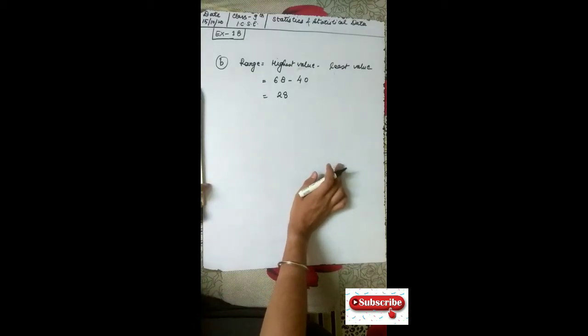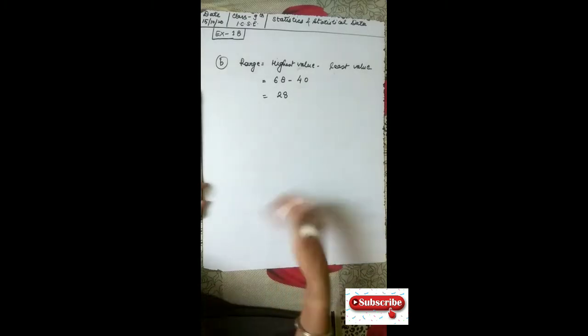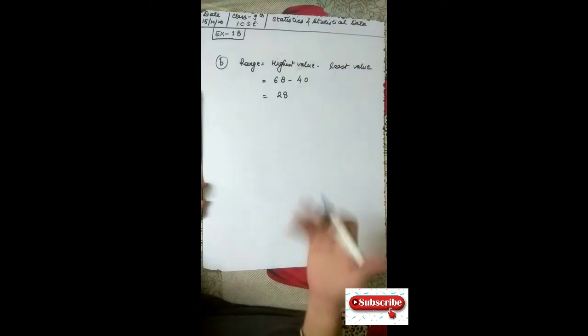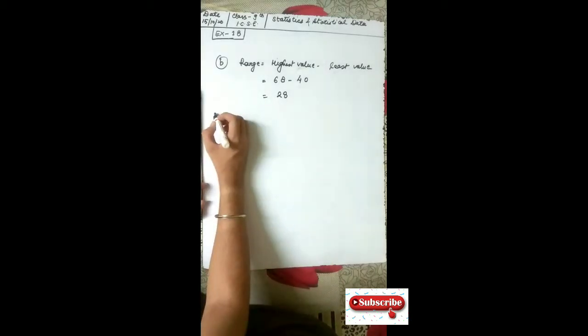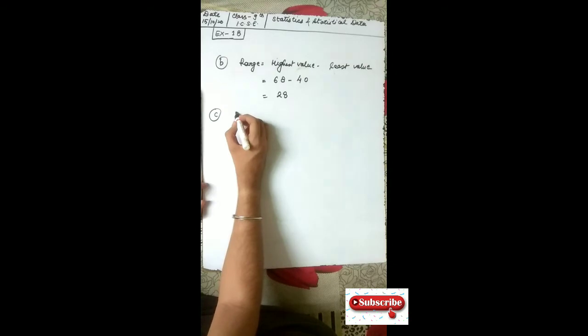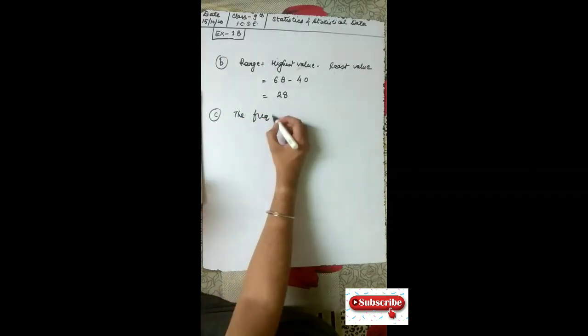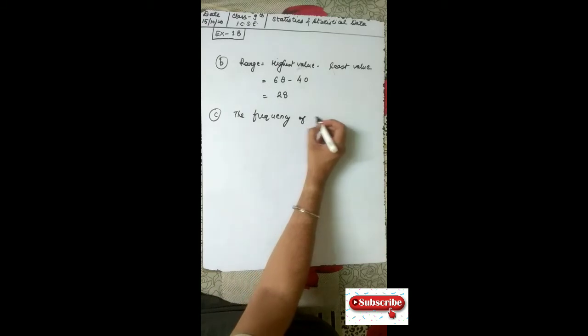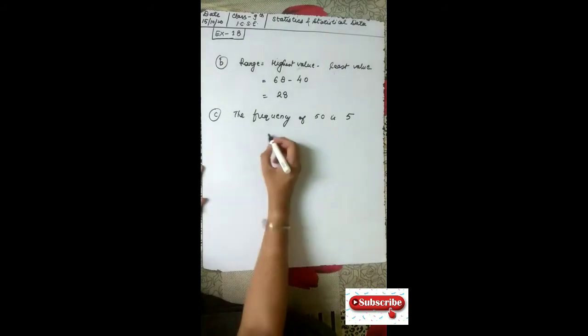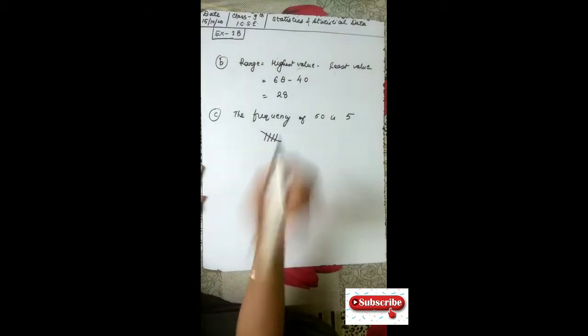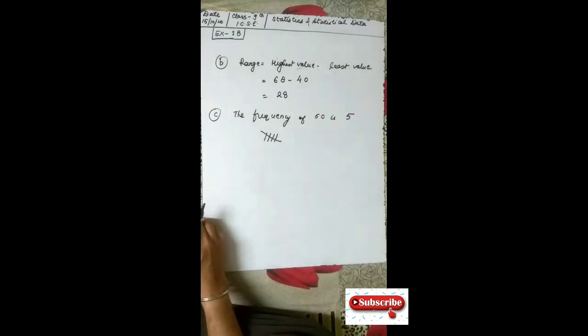What is the frequency of 50? Write the tally mark of the frequency of 50. What is the frequency? That means how many times 50 is coming, you have to write it. Okay, so just count how many times. 5 times. So the frequency of 50 is 5. And how do you represent it in tally marks? 1, 2, 3, 4, and the fifth one cuts across. So this is the tally mark.